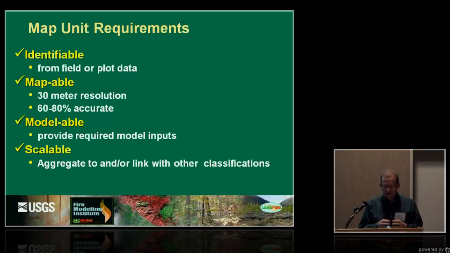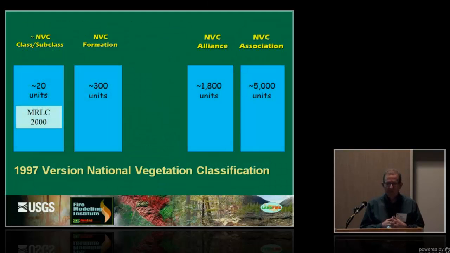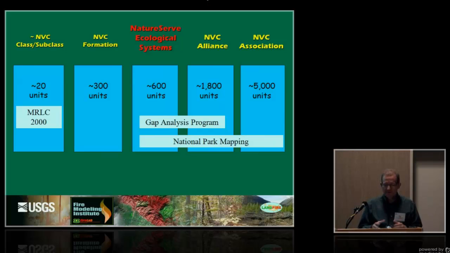So when we started, this is the choice we had from a national classification standpoint. A big gap in a mid-level, and a lot of programs face this in terms of the national vegetation classification. The story for us, like a lot of programs, Gap Analysis, National Park, we filled that interim with NatureServe ecological systems.